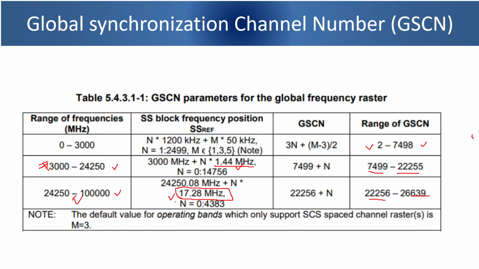If you calculate absolute frequency for 7498, which is in the first range, it will be slightly less than 3 gigahertz, right? And if you calculate it for 7499, you see that we are adding 3000 megahertz plus 1.44. So in fact, it is slightly above 3000. So although the ranges written on the left side overlap, the actual frequency in the first row will be slightly less than 3000. In the second row, it will be slightly more than 3000.